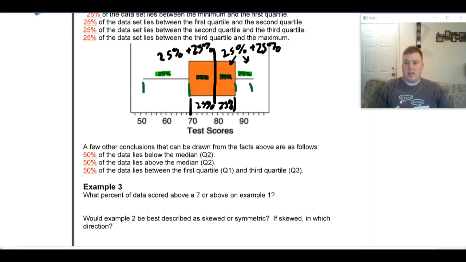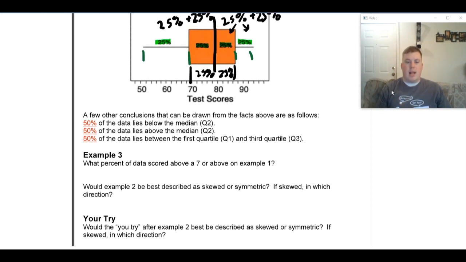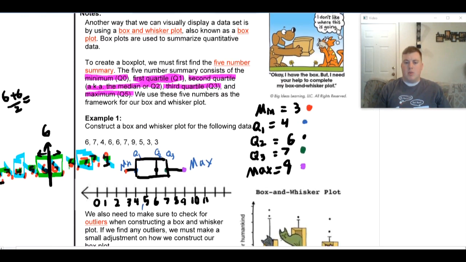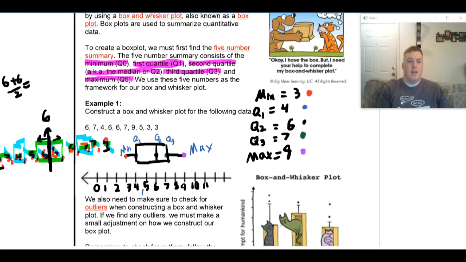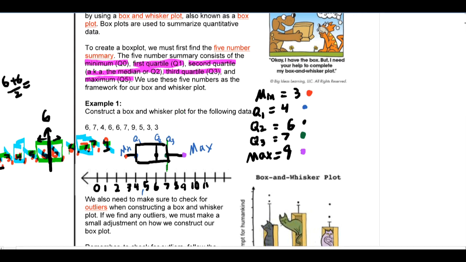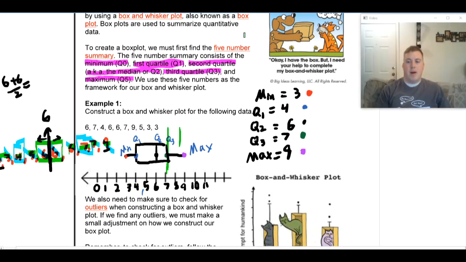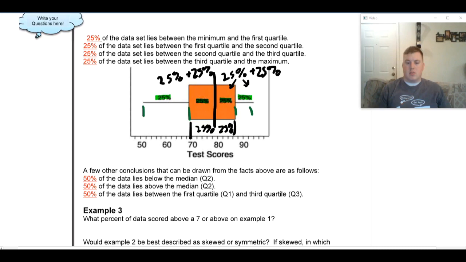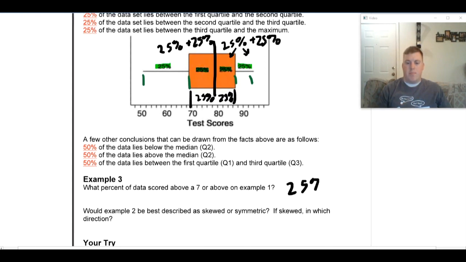Now for example 3, we were wanting to know what percent of data scored above a 7 on example 1. So I'm going to flip right back up to example 1 for a moment, and I'm going to go back to that box and whisker plot that we had made on here. So I'm looking at what scored at or above a 7. That was right here. That was my Q3. So I have exactly one section of data that is above that. Remember, we said that each section was 25%. So I have 25% of my data that's going to be a 7 or above, and that's going to be my answer.